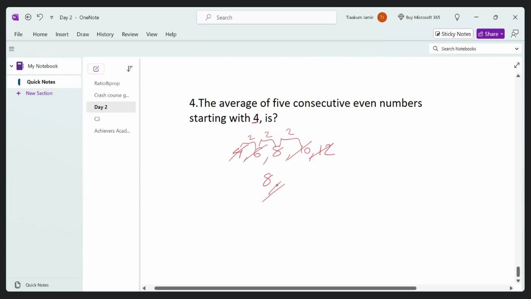You can find it with the help of the average formula also. Average is sum of observation. That means 4 plus 6 plus 8 plus 10 plus 12 will give us 40, divided by total number of observations, which is 5. 40 by 5 is what? 8.